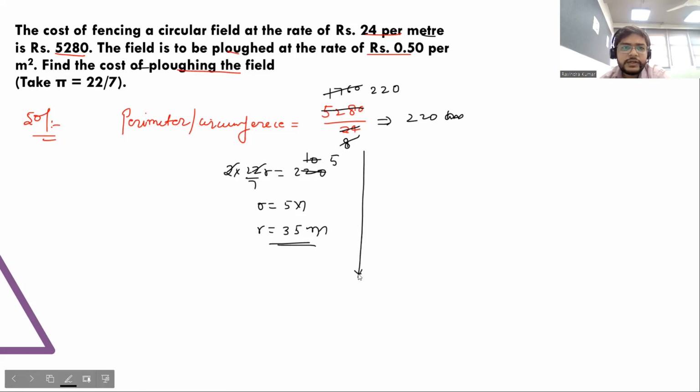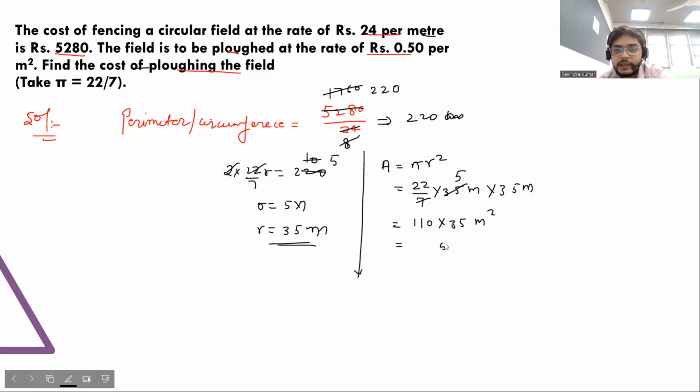Now we need to find the cost of plowing. So we need to find the area, that is pi r square. What is the value of pi? That is 22 divided by 7. r is 35 meter into 35 meter because there is a square. So 7 5s are 35 and 22 5s are 110, and it is 35 meter square. So 11 5s are 55, 11 3s are 33, or 3850 meter square.